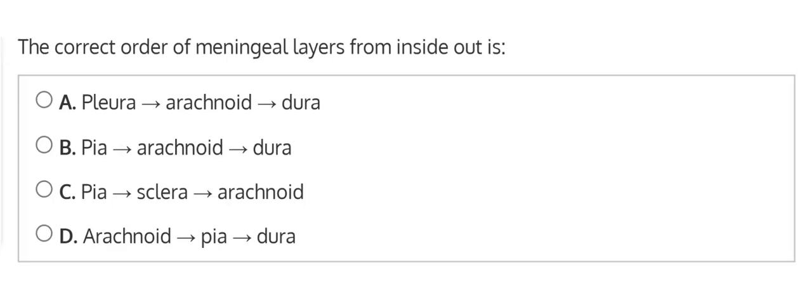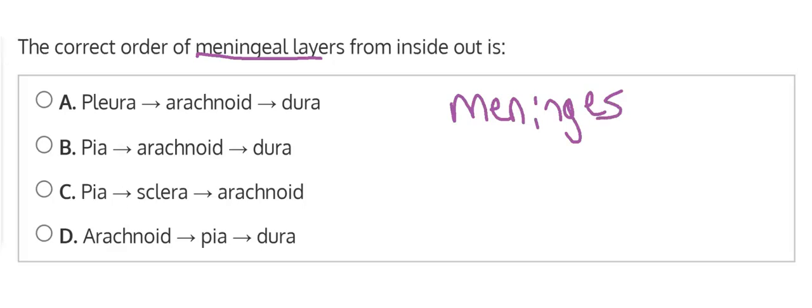This question is asking about the order of the meningeal layers, and it's asking us to rank them from inside first to outside. The meningeal layers here refers to the meninges. The meninges are 3 layers, which we're going to find the order of, that protect the brain and the spinal cord.